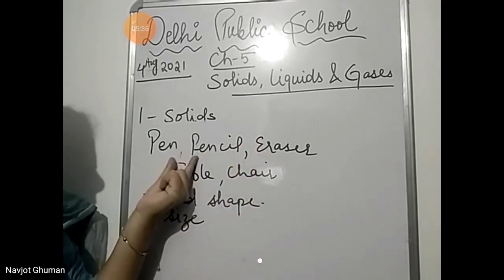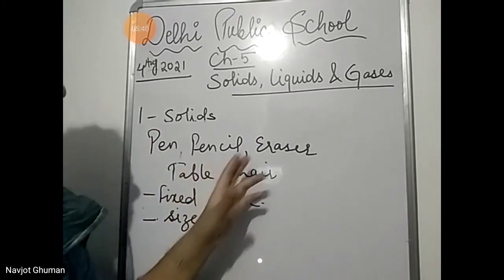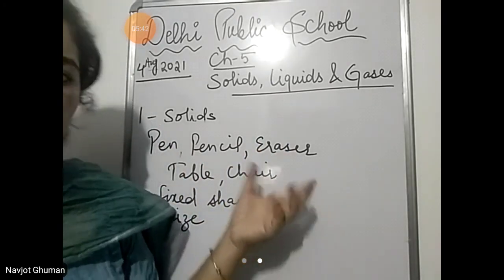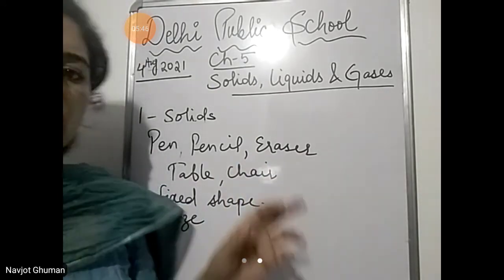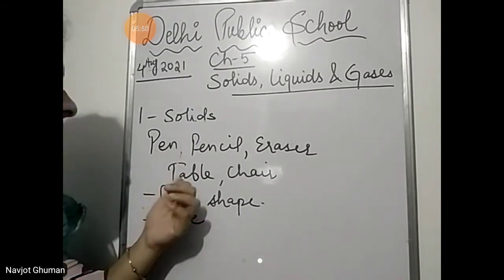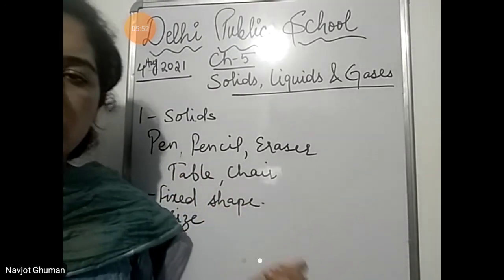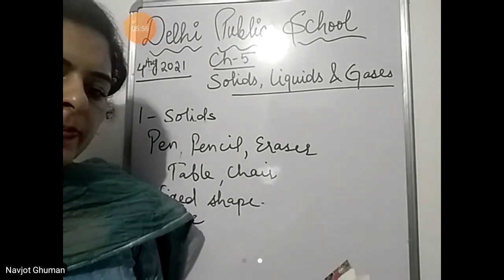उनका साइज भी फिक्स है. पेंसिल की साइज फिक्स है कि इतनी पेंसिल ही होनी चाहिए, इतनी बड़ी. इरेजर का भी साइज फिक्स है. So all the things that have fixed shape and size, they are known as solids. उन्हें बोलते हैं हम solids. Table, chair, they also have fixed shape and size. They are also known as solids.